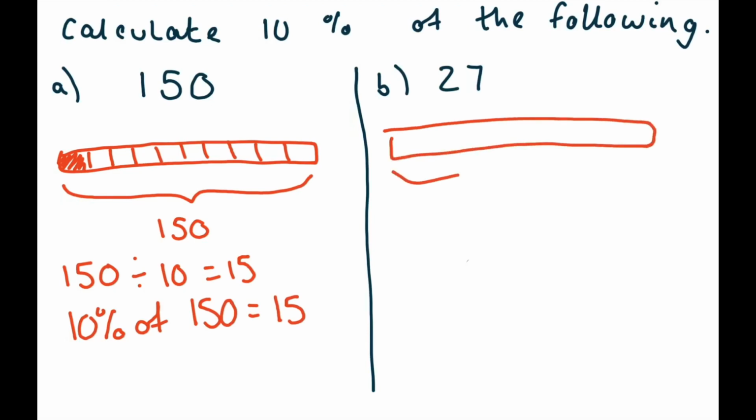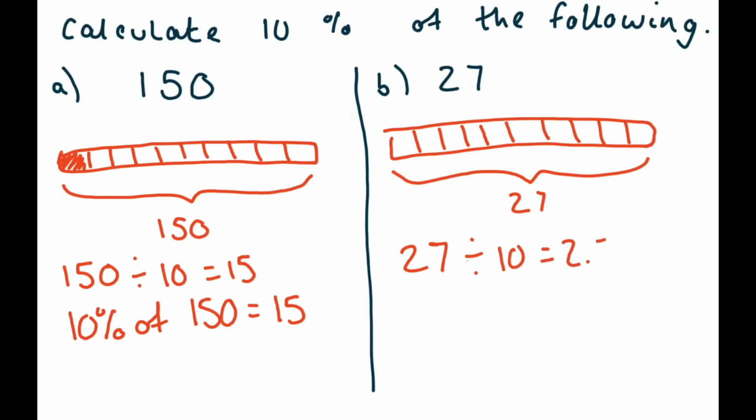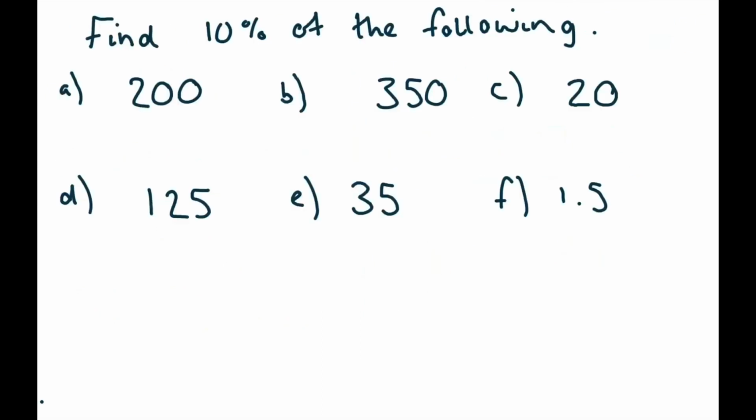Next I've got to find 10% of 27. I've got my bar, and that is worth 27. I'm going to split that into 10. So I'm going to do 27. I need to find out what each box is worth, so I'm going to divide that by 10. And that gives me 2.7. So each box is worth 2.7. Now I just want one of these boxes, so I can just say 10% of 27 equals 2.7. If you want some more practice at that, then pause this video now and you can have a go at these questions, and I'll give you the answers in a second.